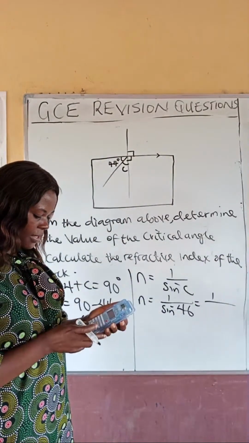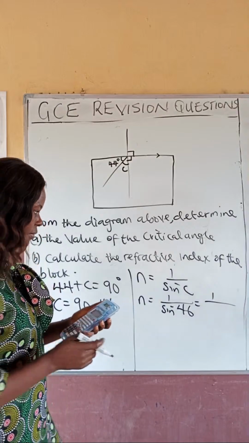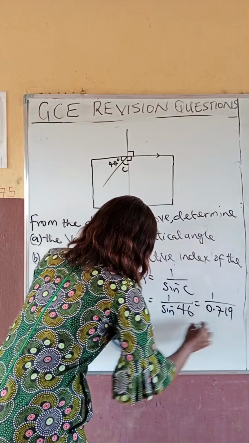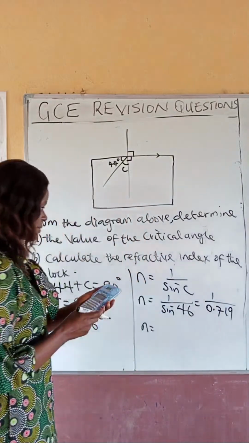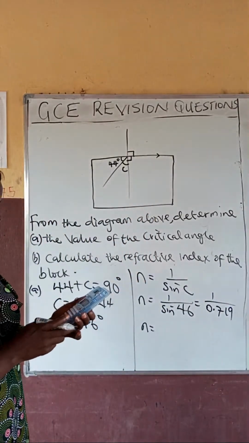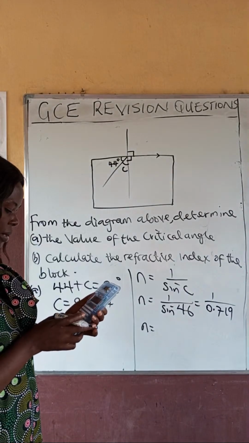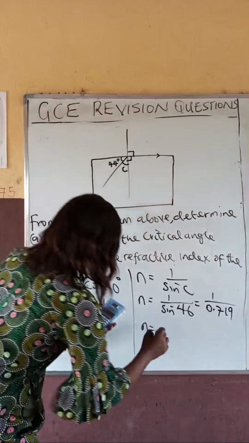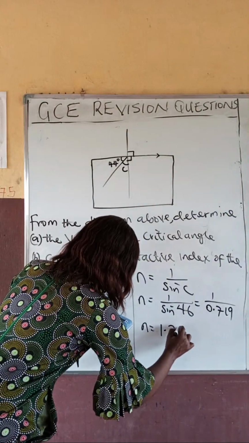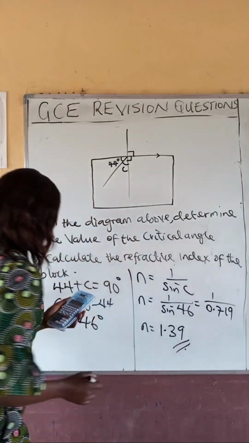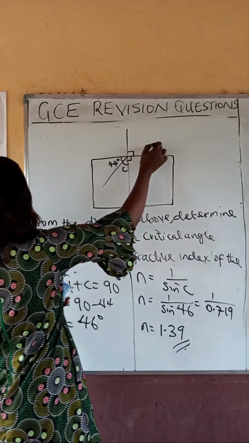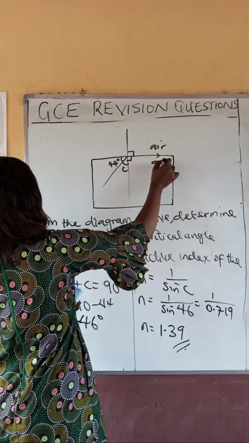It's our calculator. I have 0.719. So this is 1 divided by 0.719. So my answer becomes 1.39. Okay? Do you understand? So in this type of question, this is air. And this is what? Glass.